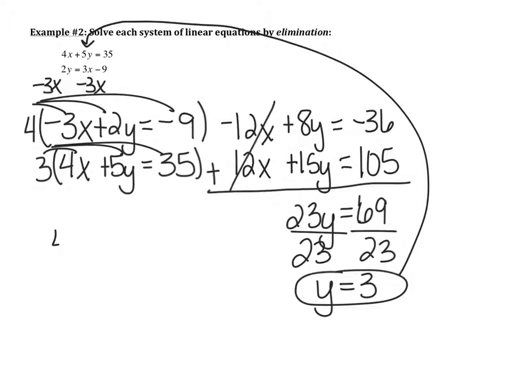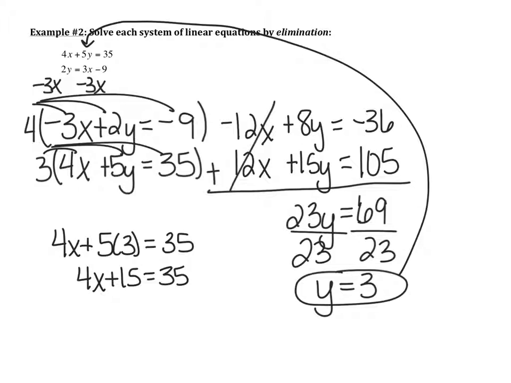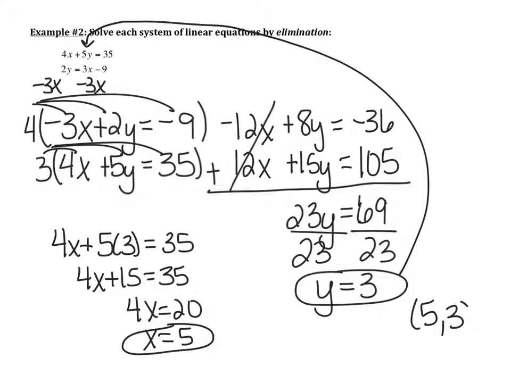So I would have 4x plus 5 times 3, since I now know that y is equal to 3, equals 35. So I have 4x plus 15 equals 35. I would subtract 15 from both sides, so I end up with 4x equals 20. And I would divide both sides by 4, so x equals 5. So my final answer, remember, I will write as if I graphed it, so my answer would be 5, 3.